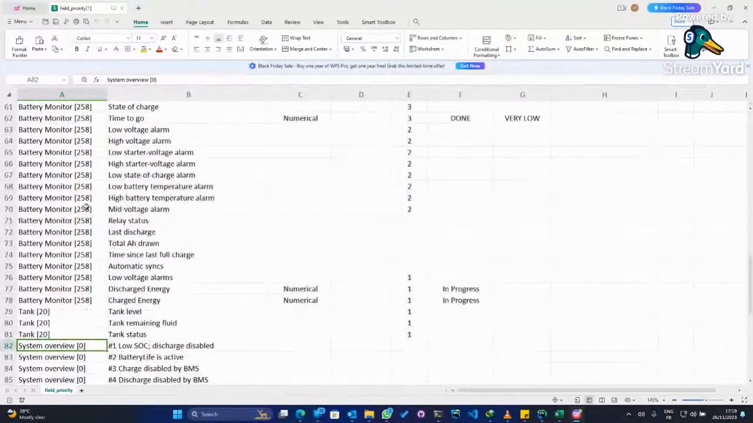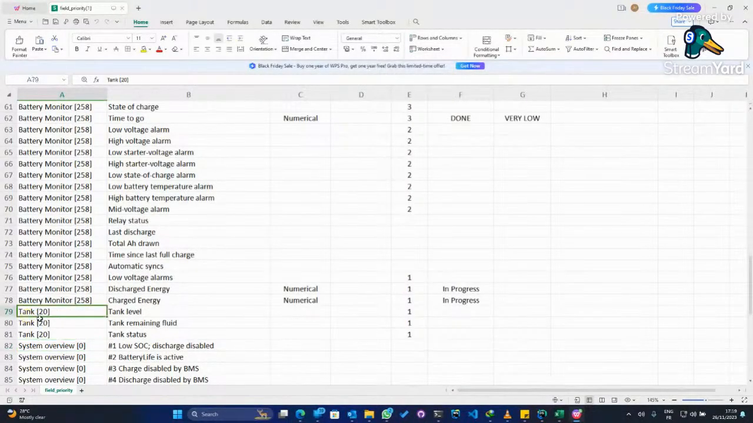As you can guess, the tank will display the different parameters which are specific to the tank. One of the requirements, or acceptance criteria, of the challenge is to be able to predict the diesel level. So the tank and its different values, which are the tank level, the remaining fluid, or the tank status, can be very critical for the prediction of the diesel level.